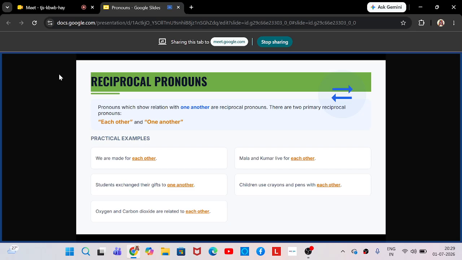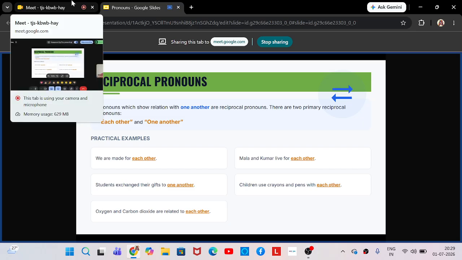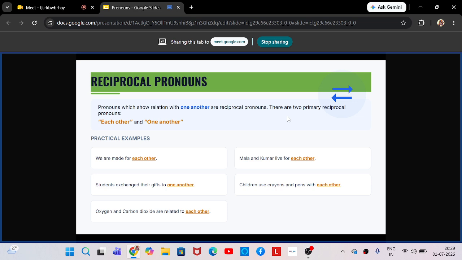Okay, Mahendra can read the fourth one. Mala and Kumar live for each other. Yes, Mala and Kumar live for each other. Okay, and Shabna, the last one. Children use crayons and pens with each other.